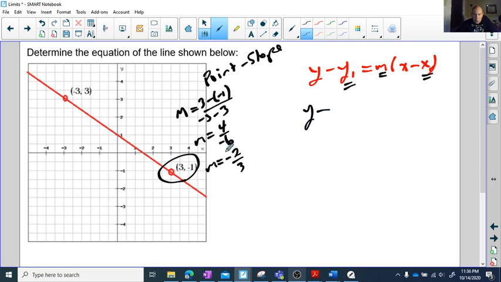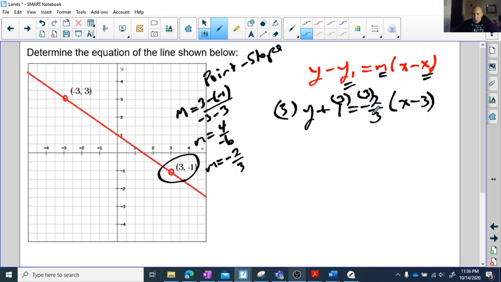So y subtract, the y is a negative 1, so it'll be y plus 1. The slope is negative 2/3. x subtract, the x coordinate is 3. I'm going to go to what's called standard or sometimes general form. I don't want any fractions in it, so I'm going to multiply this whole equation by 3. So I'll multiply this one by 3, this one by 3, and this by 3.